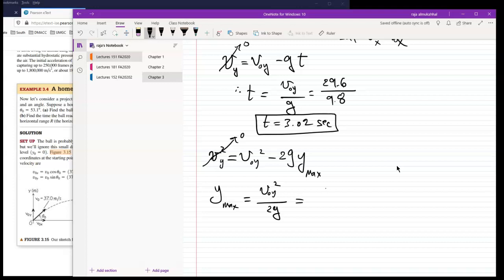So we have here 29.6 quantity squared divided by 2 times 9.8. And then when I do that, use my calculator. So I have here 29.6 squared divided by 19.6. Answer 44.7. So here I have y max is 44.7 meters. See what I'm saying?